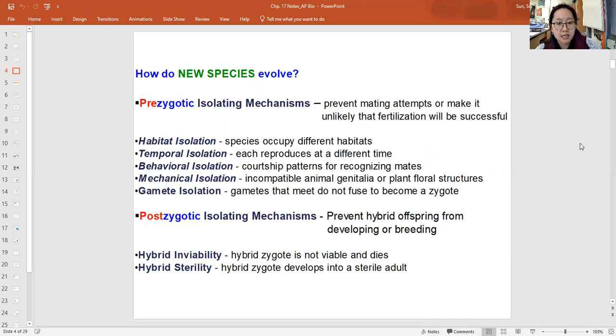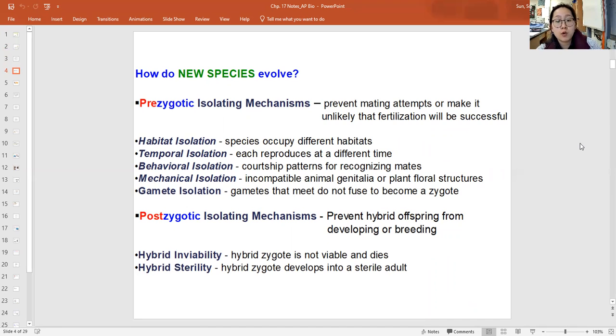So habitat isolation would mean that species occupy different habitats, so they're never even going to encounter each other to mate. Temporal isolation means that they reproduce at different times. And this isn't saying like morning or night. This is usually saying different times of the year. It could be morning or night. It just depends on the routines or habits of the species.